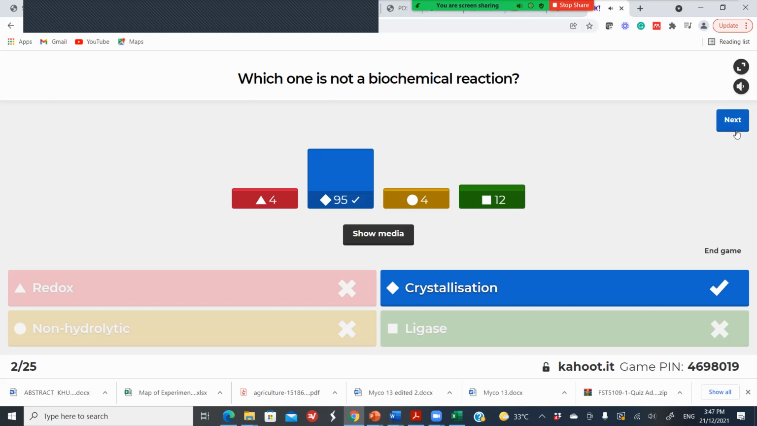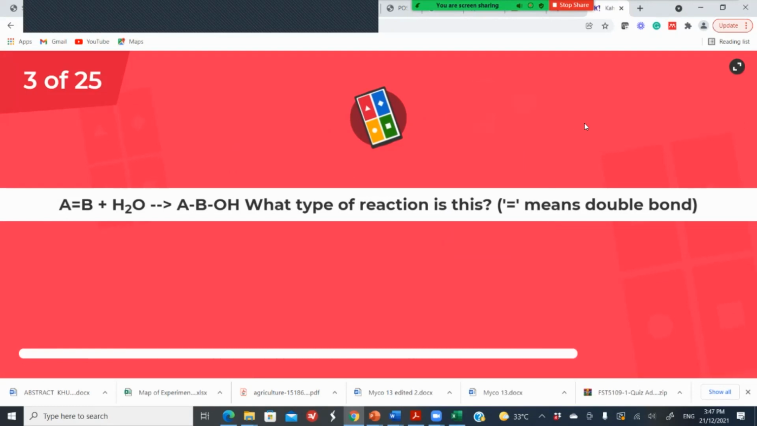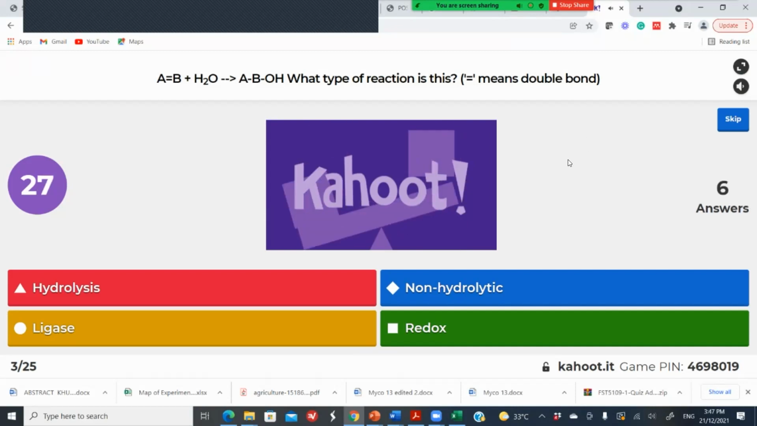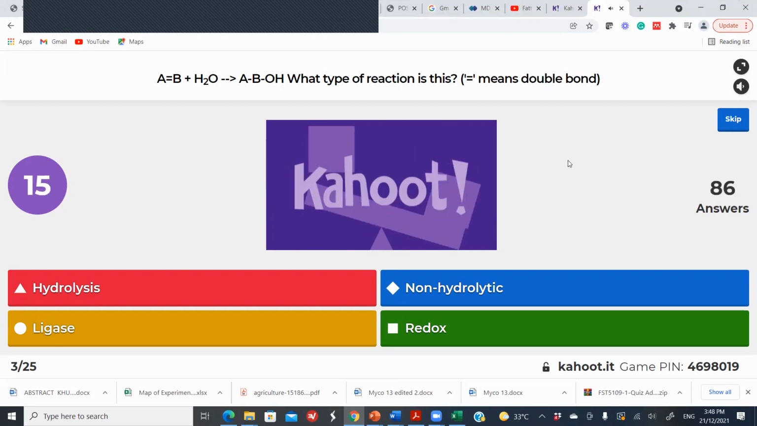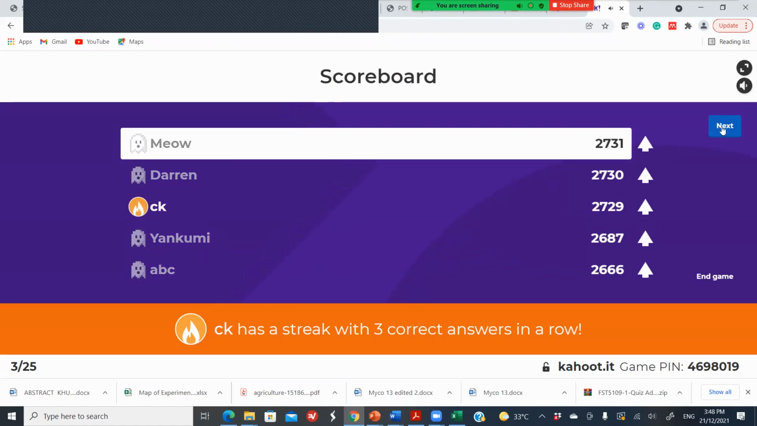Okay, so this is pretty straightforward. Because we add H2O, but no breaking down is happening, so this one is a non-hydrolytic reaction, not hydrolysis. Okay.